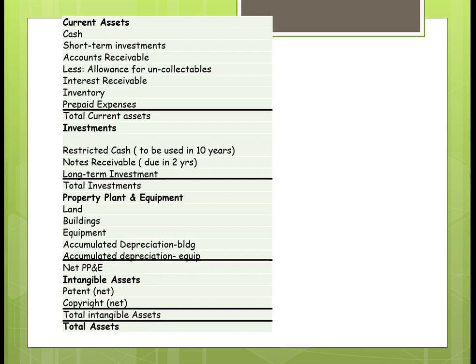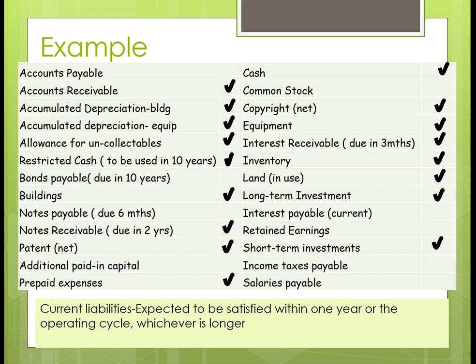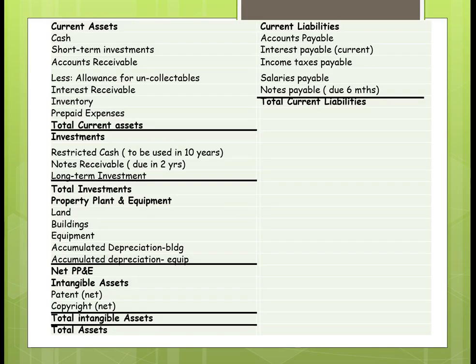Now we're going to go to the other side, which is liabilities and equity. So, current liabilities, expected to be satisfied within 1 year or the operating cycle, whichever is longer. So, we go through our list. We know accounts payable would be. Those are amounts we owe our vendors. We have a notes payable due in 6 months. We have interest payable, we have income tax payable and salary payable. Now let's take a look at what this looks like on the balance sheet.